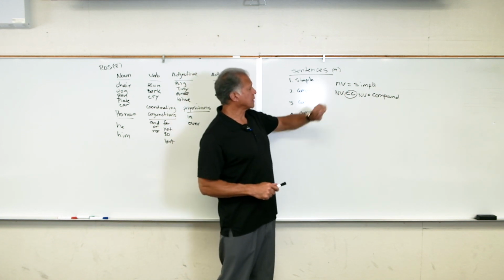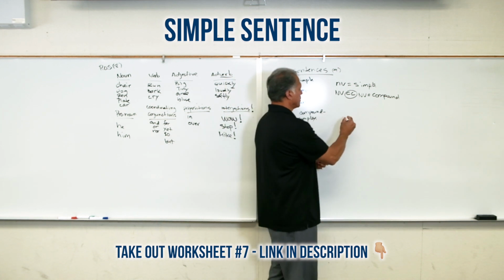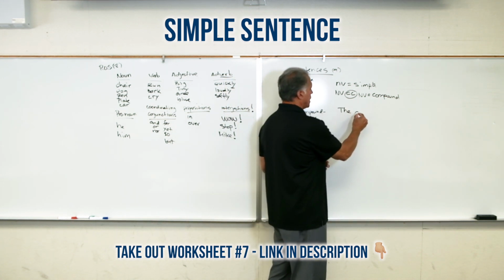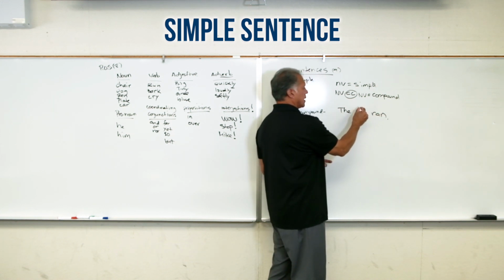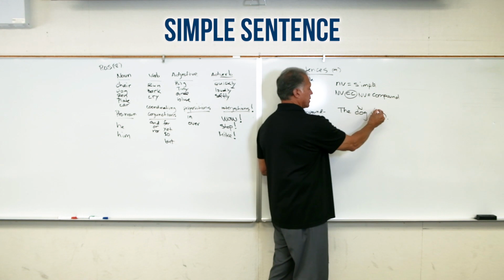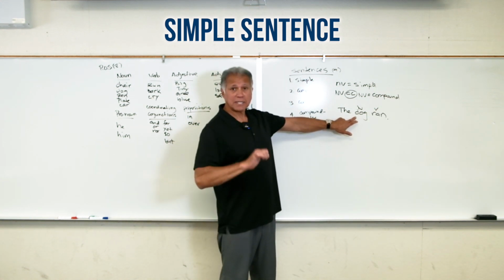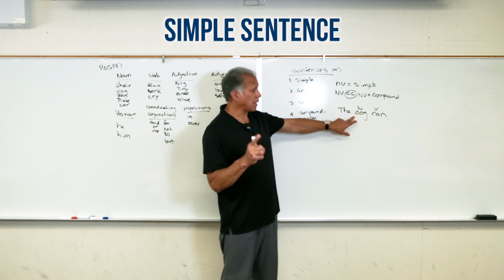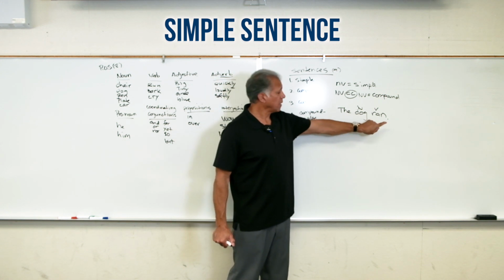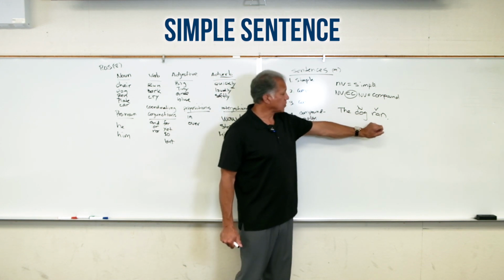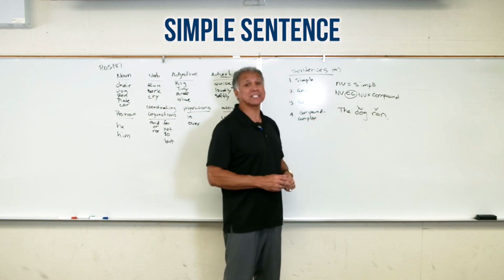So we'll write a simple sentence. The dog ran, period. Label the parts of speech. There's my noun, there's my verb. Dog is a noun because I could see it, touch it, smell it. This is the verb, he ran. The dog ran, period. Put a period. So when you have a noun-verb combination with a period, that is known as a simple sentence.